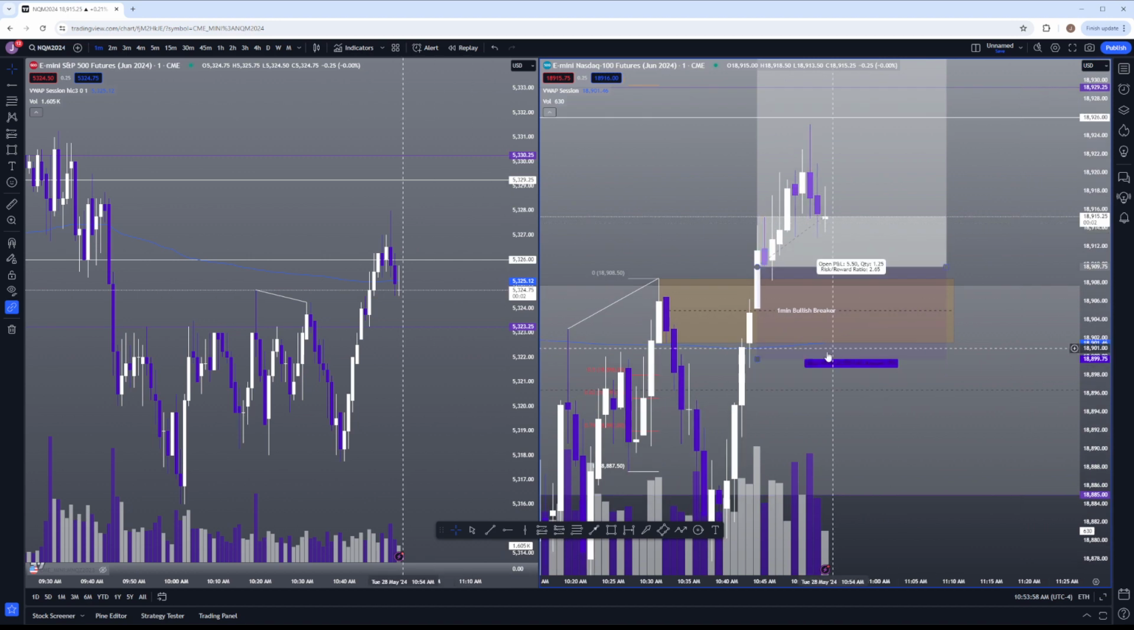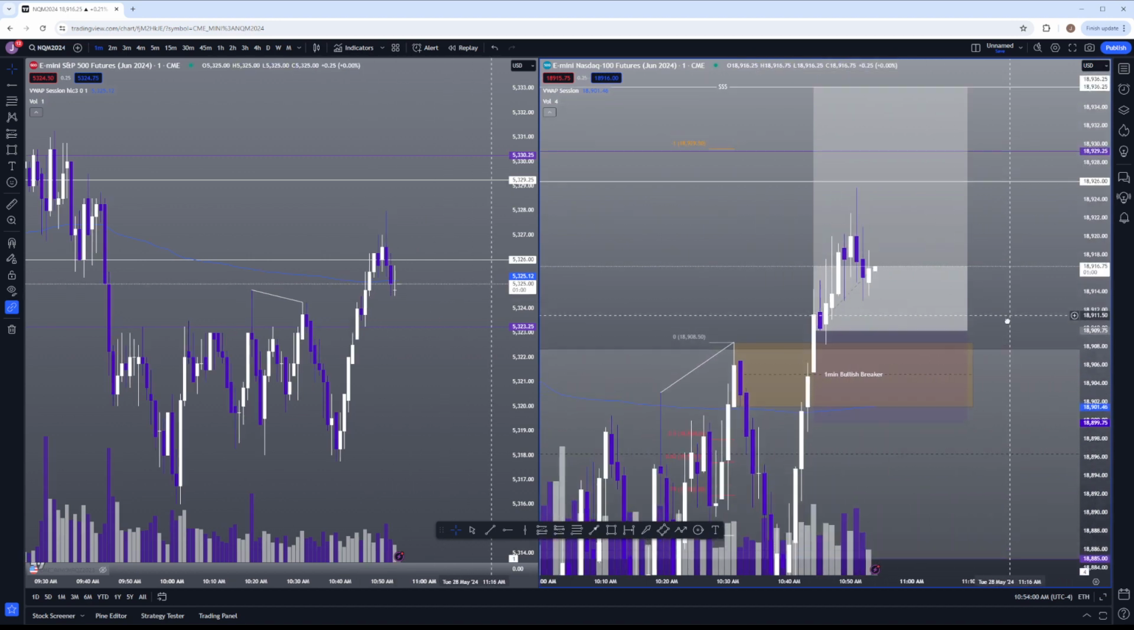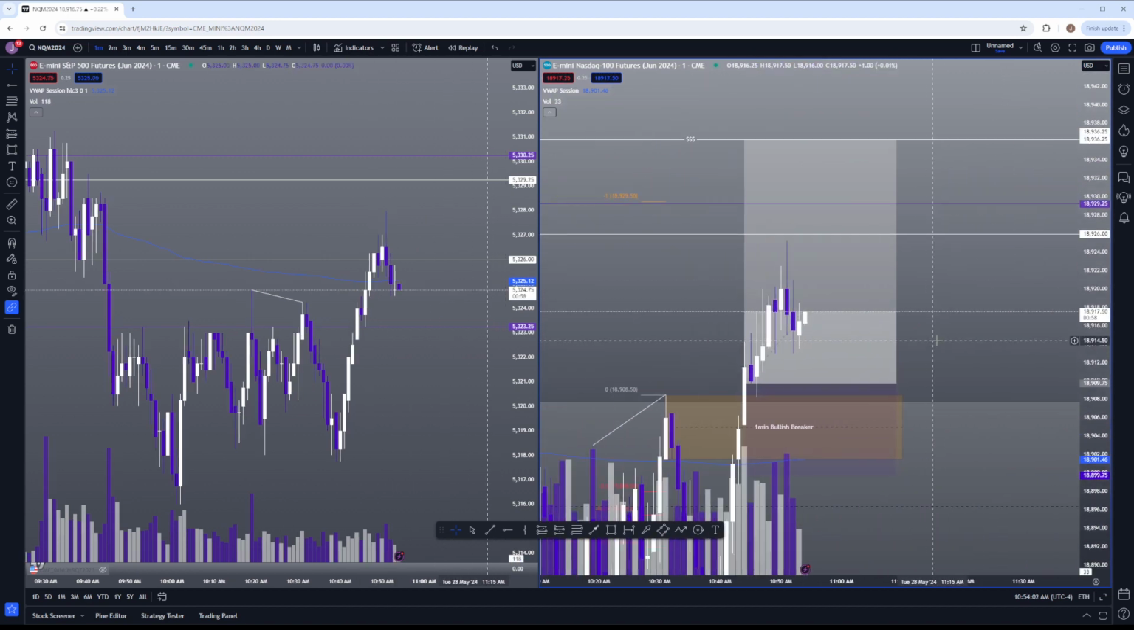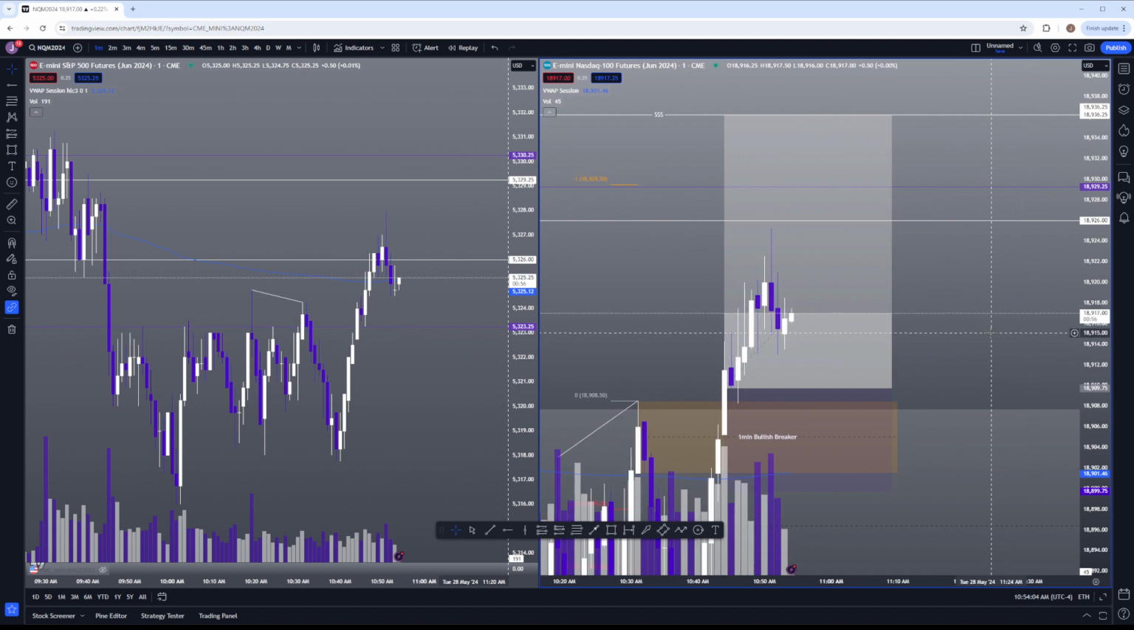Right, our entry is good, our stop loss is good. I'm willing to let this one ride. I'll just see if NQ wants to follow through here. See if we can get that pump.